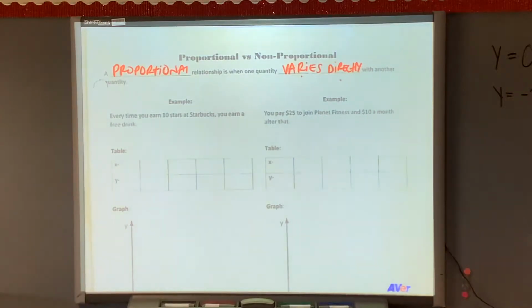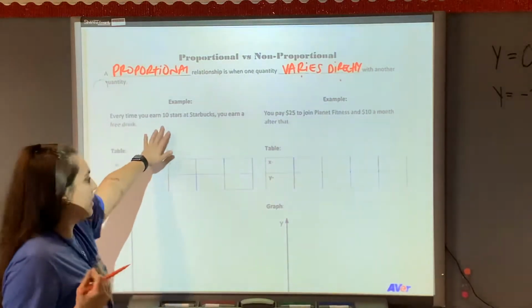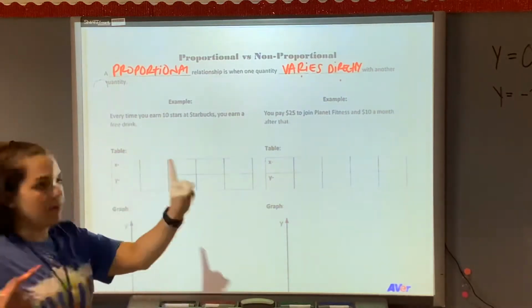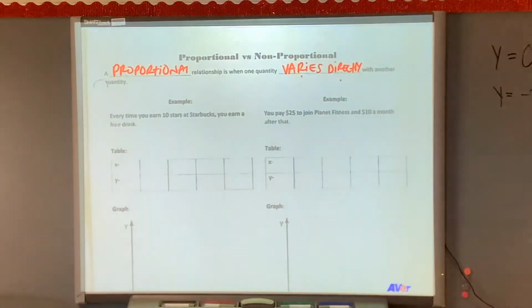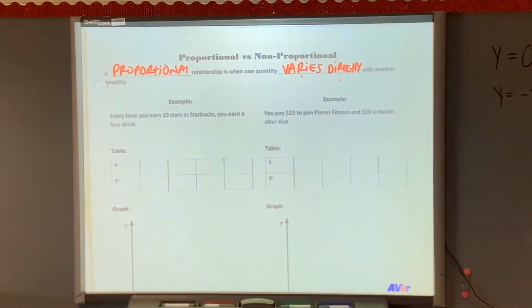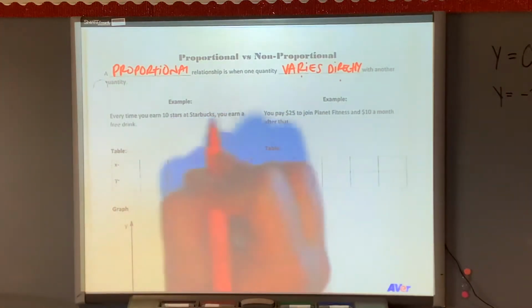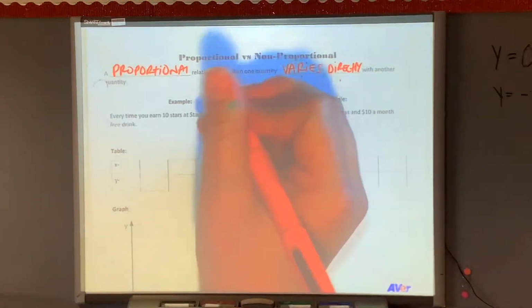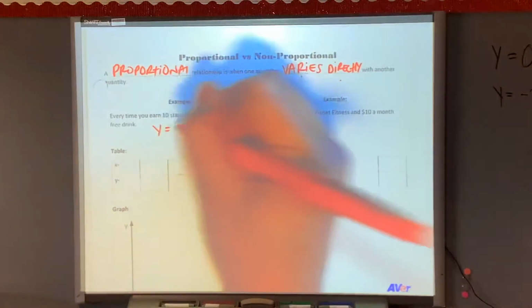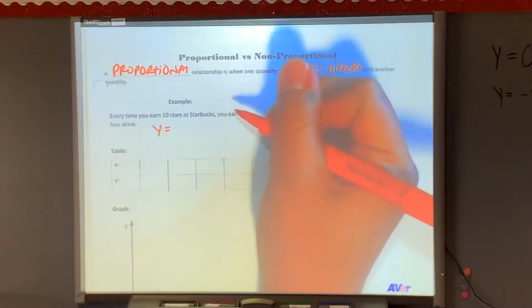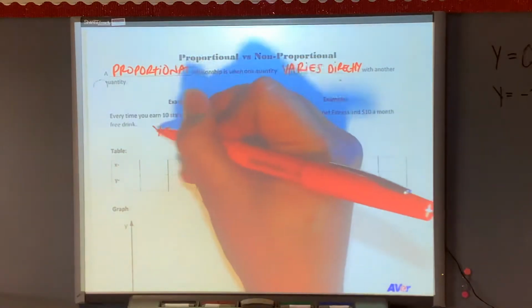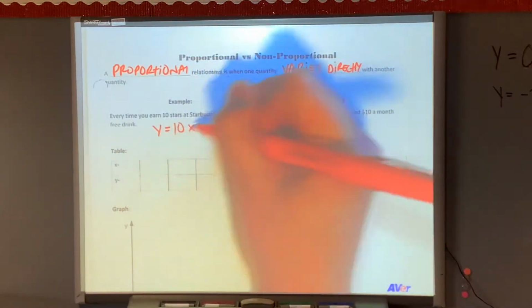So an example of something starting at 0 and varying at a constant rate would be every time you earn 10 stars at Starbucks, you earn 1 free drink. It didn't say you just start out with free drinks because they just feel like it. You have to earn 10 stars to earn a free drink. And then it just keeps going. So, for instance, this example would have an equation of you would get 1 free drink every time you get 10 stars.